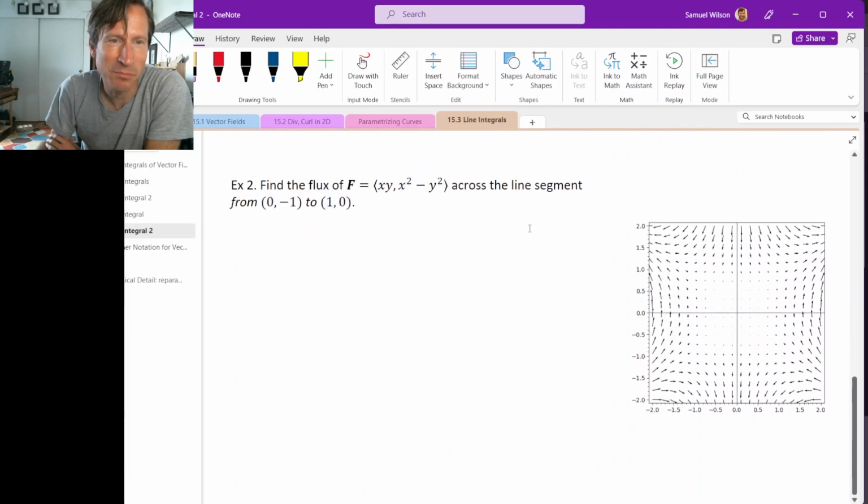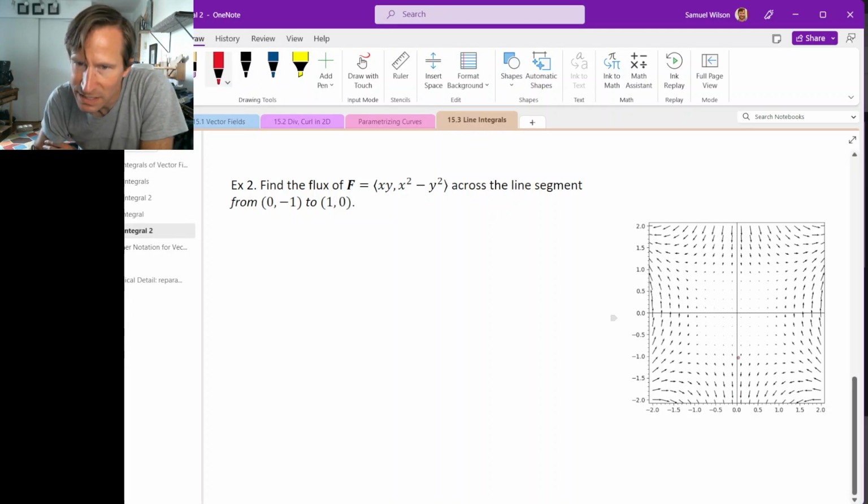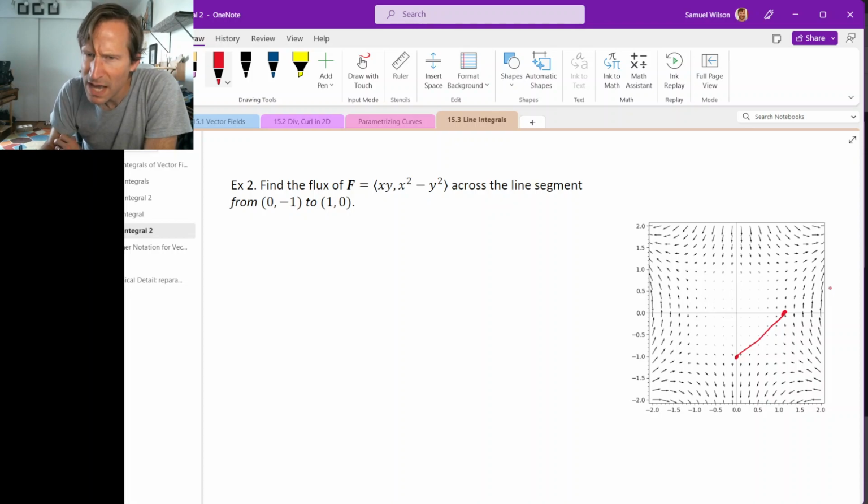All right, so there's one example. Let's look at a second example. Let's find the flux of this vector field xy comma x squared minus y squared across the line segment from 0 minus 1 to 1 comma 0. So that's going to be this line segment from 0 minus 1 up to 1, 0. And it's kind of hard to tell what is happening because the vectors in this area are so close. But in the first part of this curve, it looks like they're going this way, maybe. And in the second part of this curve, it looks like they're going that way.